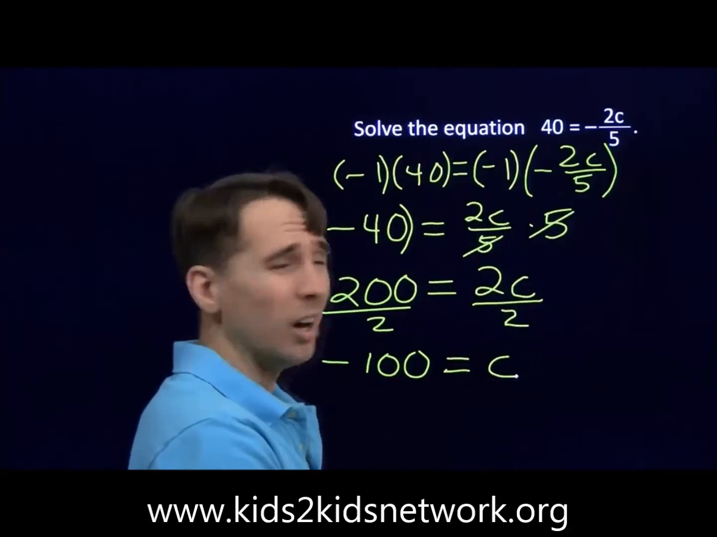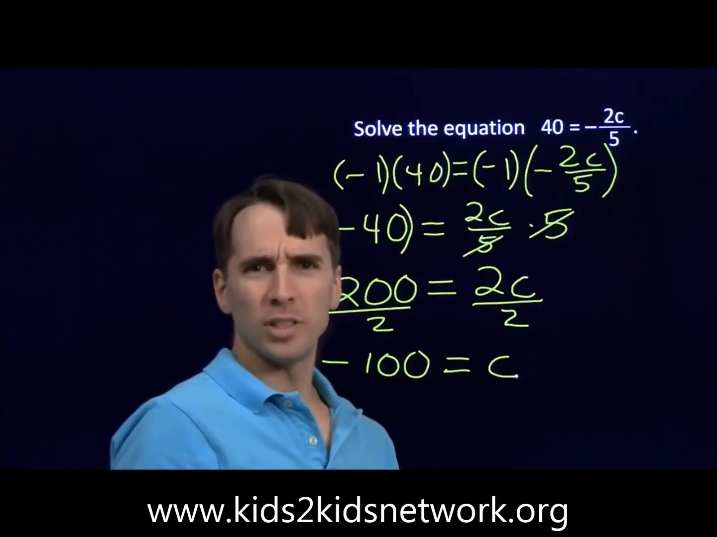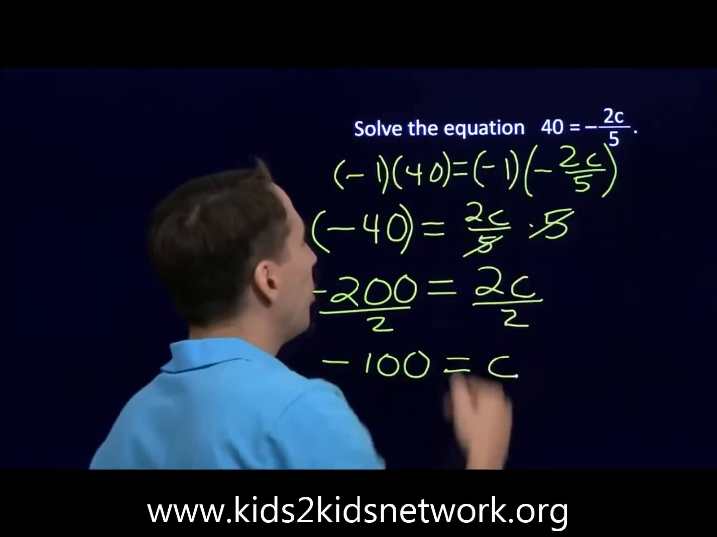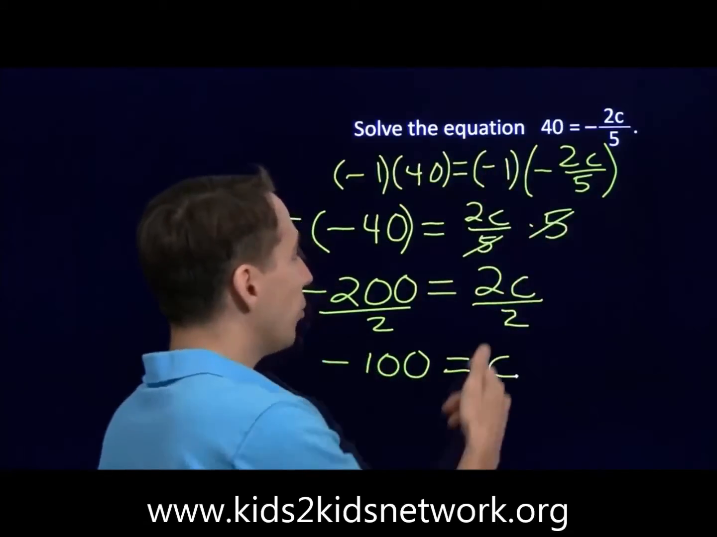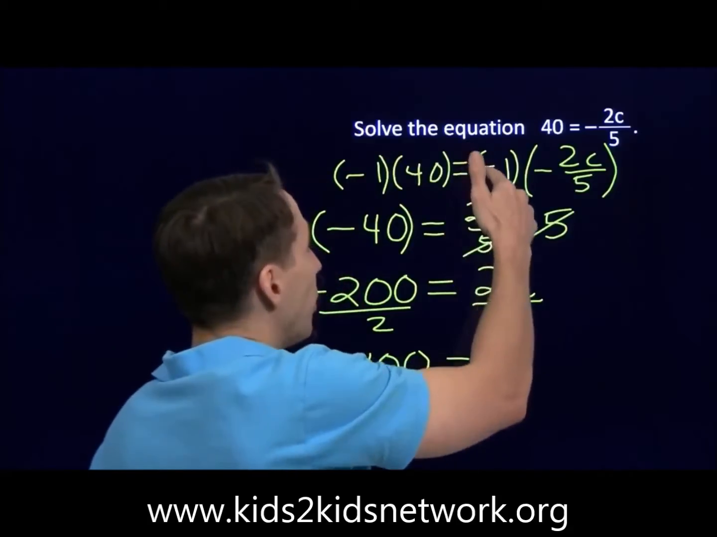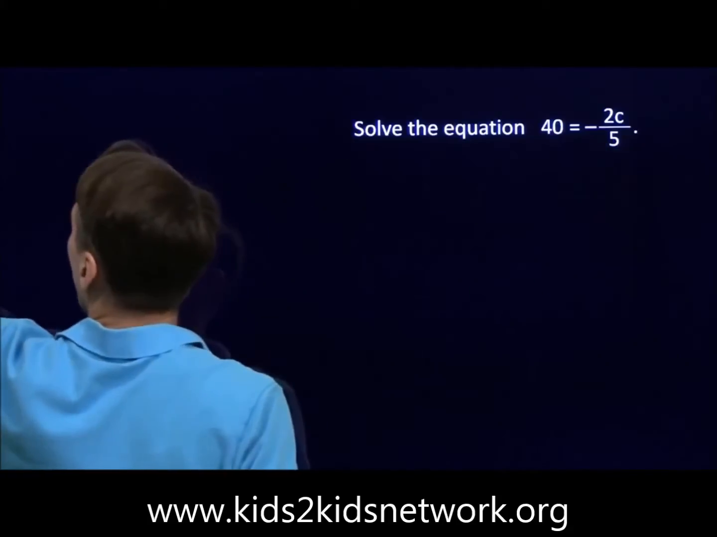What's that? Oh, you don't like having to do all these steps? You want to do it in one step? You know how to do it in one step. Oh, we can combine everything we did here. We multiply by -1. We multiply by 5. We divided by 2. We can do that all in one step by multiplying by -5 over 2. That's very clever. Let's check that out.